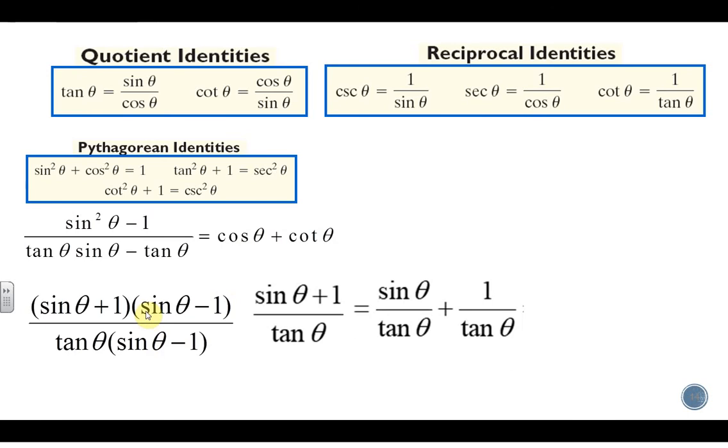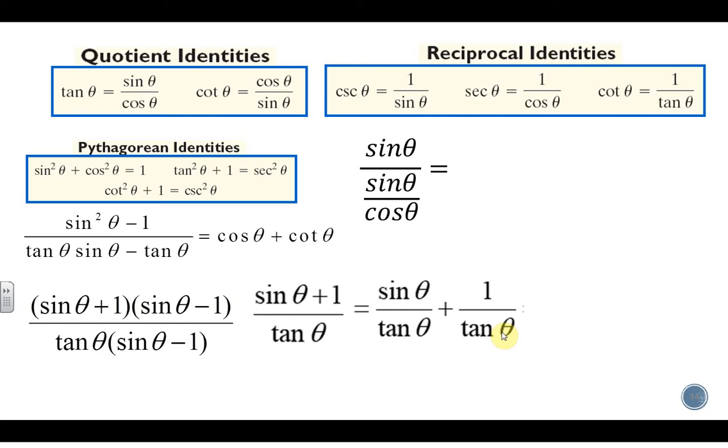Now, because of the rules of fractions, remember back to your fraction rules, I've got 2 pieces in the top over the same denominator. I'm going to pull those 2 things apart. This is like 1 plus 3 over 4, which is the same thing as 1/4 plus 3/4, or whatever numbers I just said. So now, 1 over tan theta gives me my cotangent of theta. But now let's talk about the sine theta divided by tangent of theta.